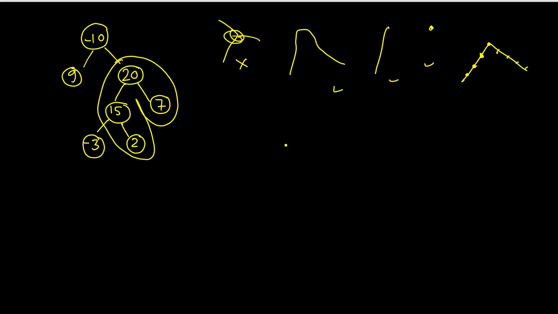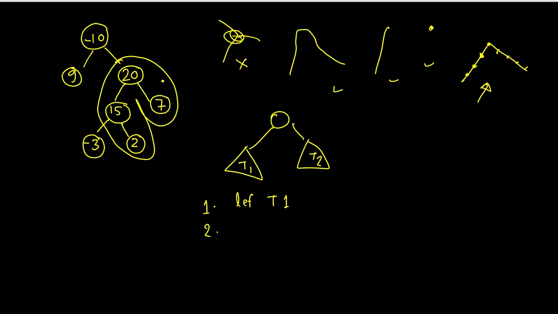So there are three possibilities. Just like this diameter calculation, we had considered three scenarios. Here also three scenarios are possible. What are those scenarios? So this is root, this is left subtree, this is right subtree. So first scenario is that longest path lies completely in left subtree, or let's call it T1, T2. Second scenario is that longest sum path lies completely in T2.